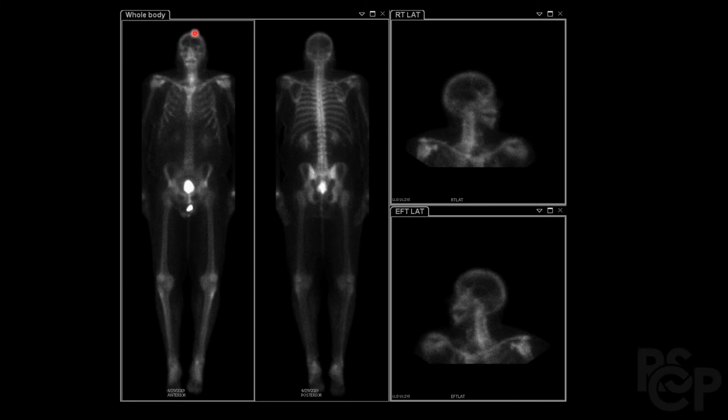So this is an example of a normal bone scan, and you'd usually want to start off by reading from top and working your way to the bottom. So you generally start at the skull and then work your way downwards, and we notice how there's no increased areas of uptake anywhere. Thus this is a normal bone scan.